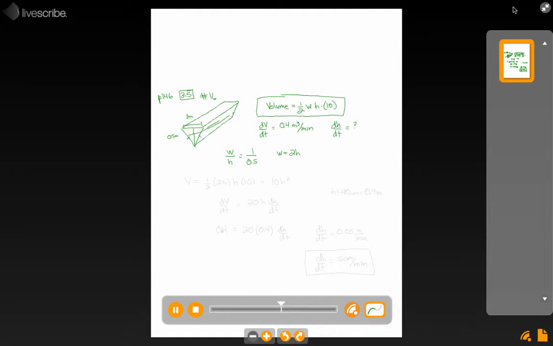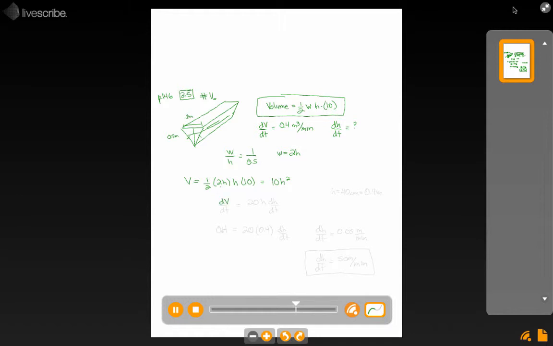So what that allows me to do is to rewrite my volume equation as volume equals 1/2 times 2h times h times 10. So I just replaced the W with 2h. Now, even that can simplify a little bit to just say that it's 10h squared. A surprisingly simple equation for the volume of this trough here.